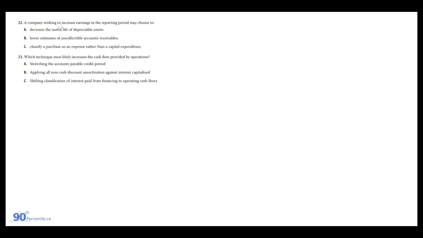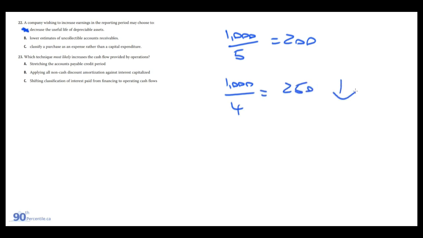Last couple here. A company wishing to increase earnings in the reporting period may choose to, so we're worried about the current period, A, decrease the useful life of depreciable assets. No, this would actually increase their depreciation expense. If we had a PP&E of 1,000 and divided it over a 5-year useful life, say this was standard, it would be 200 depreciation per year. But if we did the 1,000 over a shorter useful life, 4 years, then we would have a 250 depreciation expense, which would drive our net income down.